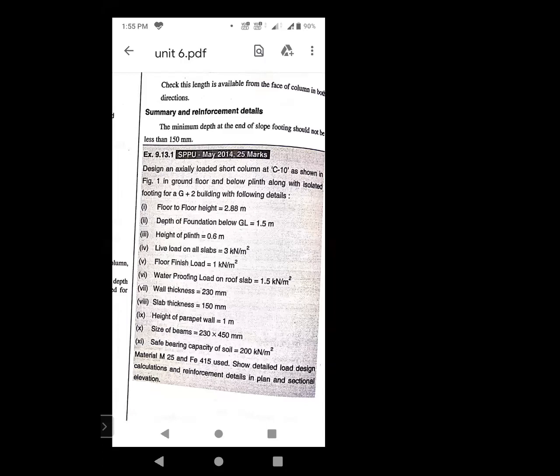Wall thickness is 230 mm. Slab thickness is 150 mm. Height of parapet wall is 1 meter. Size of beam is 230 by 450 mm. Safe bearing capacity of soil is 200 kilonewton per meter square. The material used for the construction is M25 and Fe415, and you have to show the detailed load design calculation and reinforcement detail in plan and sectional elevation.